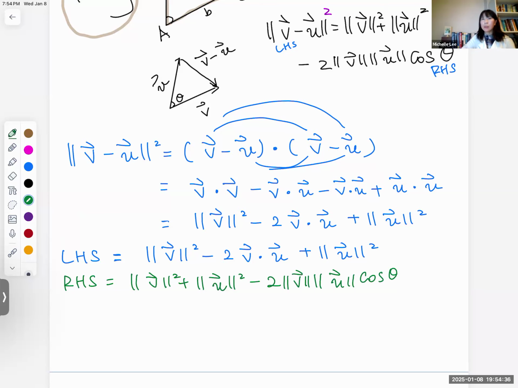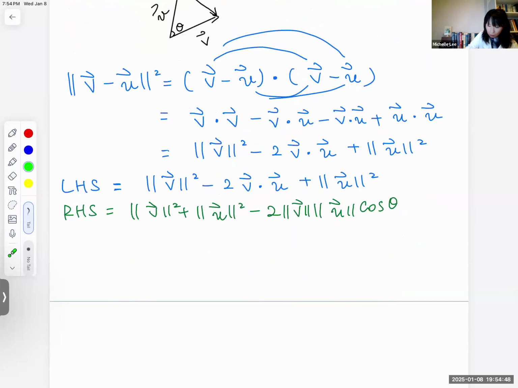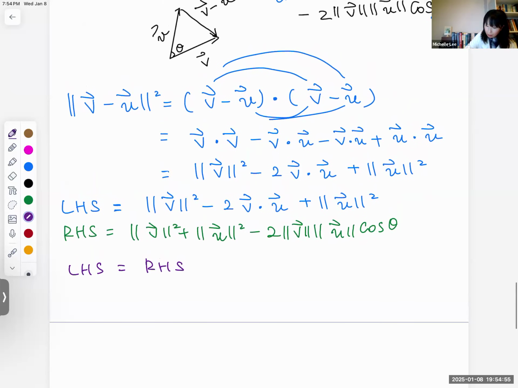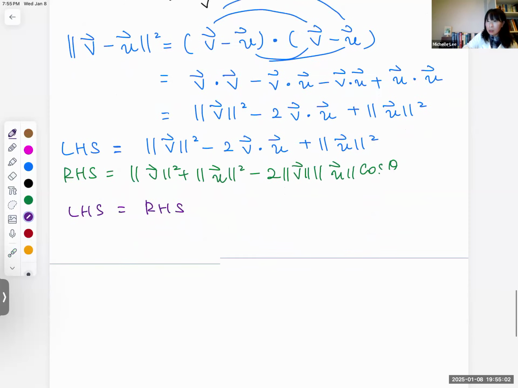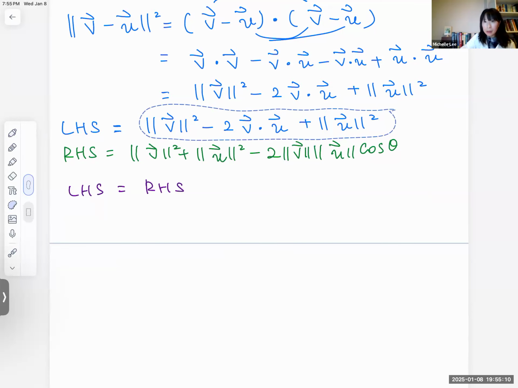Yeah. Okay. So since we say that this is equal to that, the left-hand side equals the right-hand side. So that will be the left-hand side. I want to copy this one equal to that. All right. So how about this? Just copy and paste this.